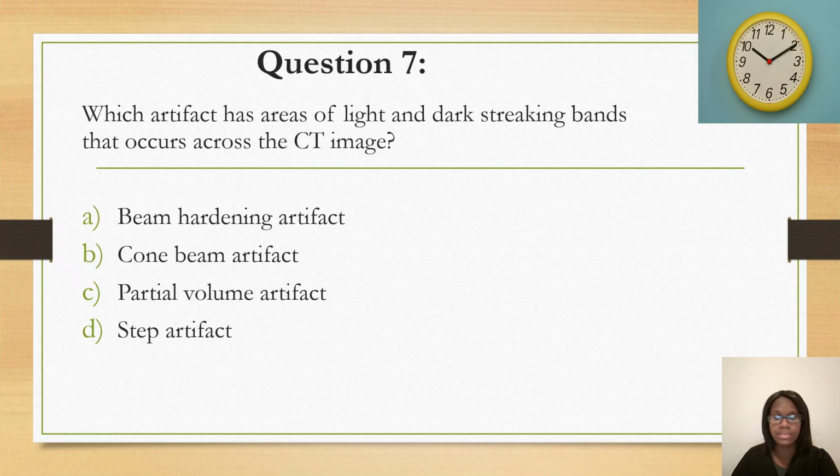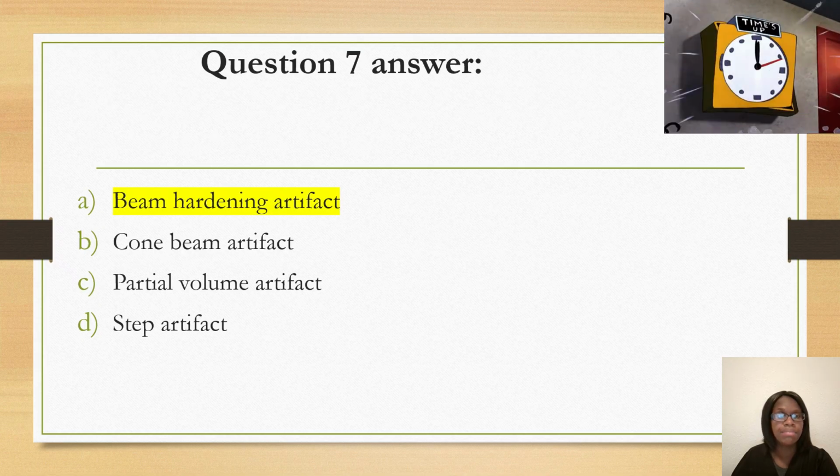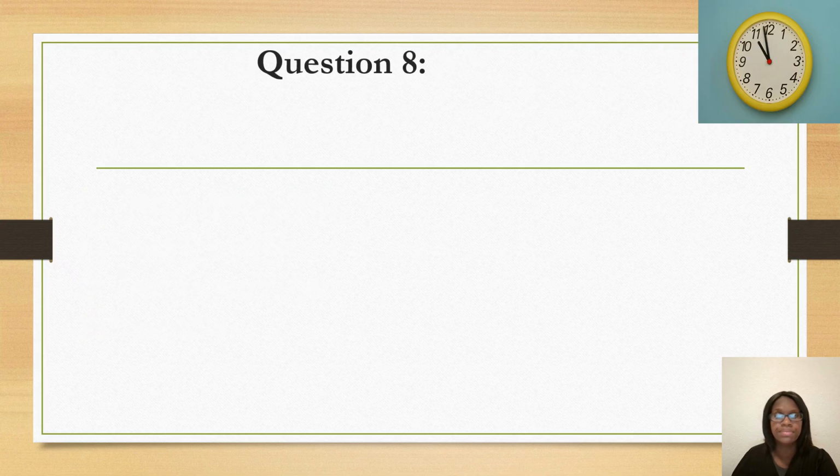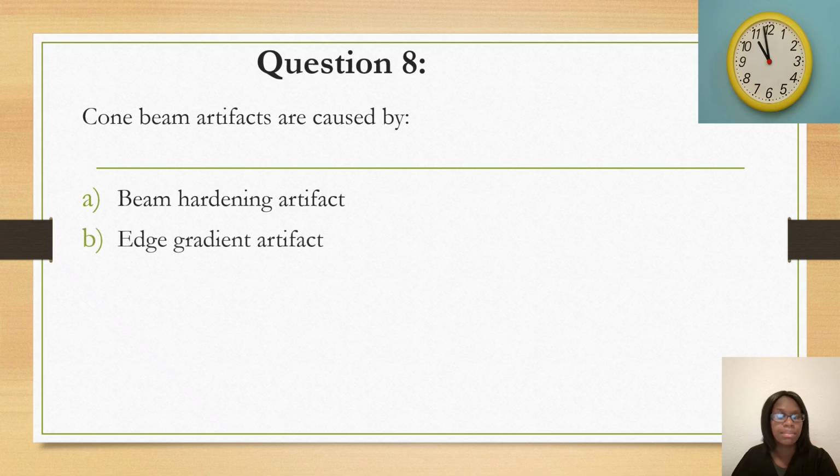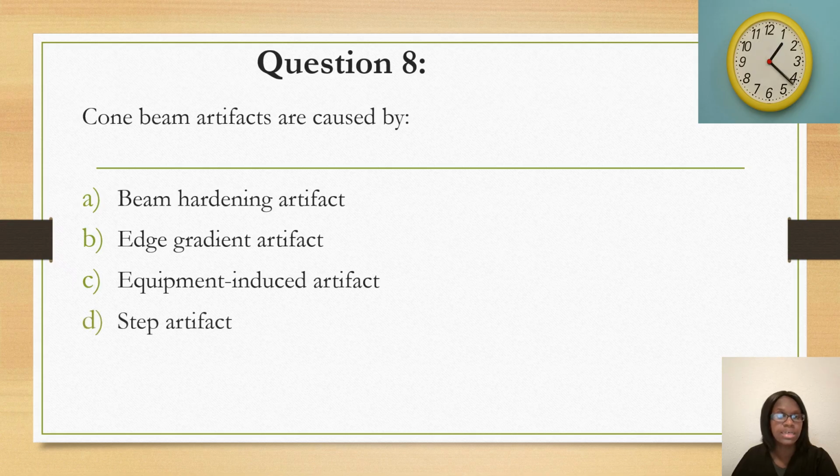All right, the correct answer is A. Beam hardening artifact. Question 8. Cone beam artifacts are caused by A. Beam hardening artifact. B. Edge gradient artifact. C. Equipment induced artifact. D. Step artifact.